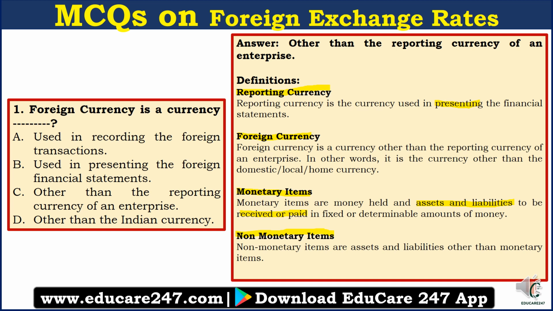Now let's say I buy a machinery and I make payment today only. So now no further payment is pending for the machinery, right? So the machinery becomes a non-monetary item. So I hope you understood the difference between monetary and non-monetary items. So non-monetary items are assets and liabilities other than monetary items. Now let us move forward.